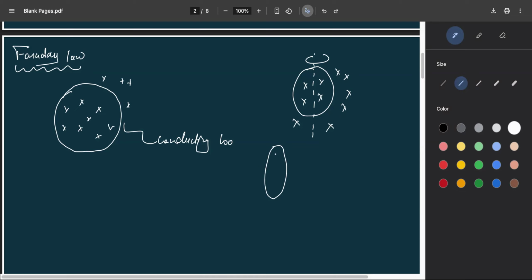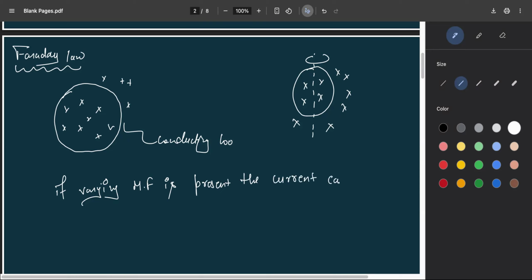Because it is perpendicular, but when you rotate it a little bit, sometimes it comes out like this. Nothing is passing through this, right? So can I say the amount of magnetic flux linked, the amount of magnetic field going inside, is varying? It means if a varying magnetic flux is present, then current can be induced. Look, you need varying magnetic flux.